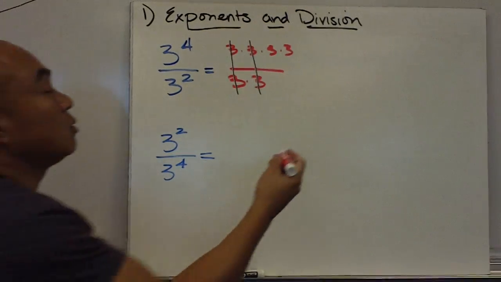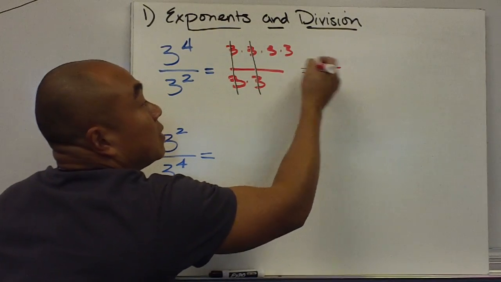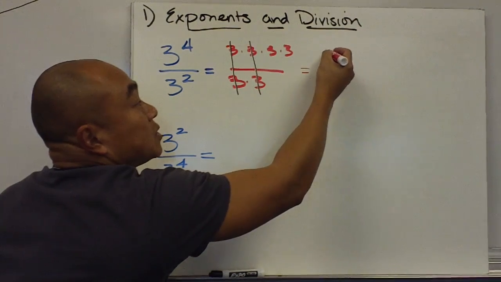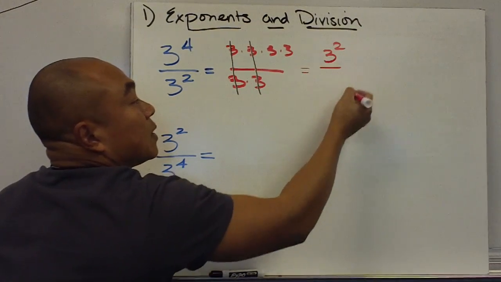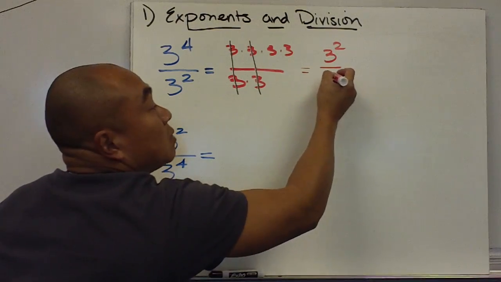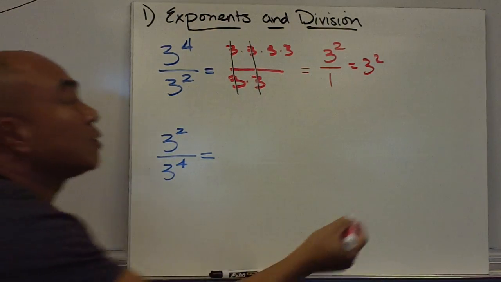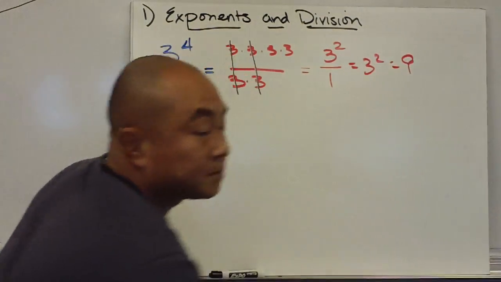So I'm going to look and see what I have. On the top I have 3 times 3, which is going to be 3 to the 2nd power. And then the bottom, I basically have 1. So I can just go 3 to the 2nd power. And then 3 to the 2nd power would give me 9.